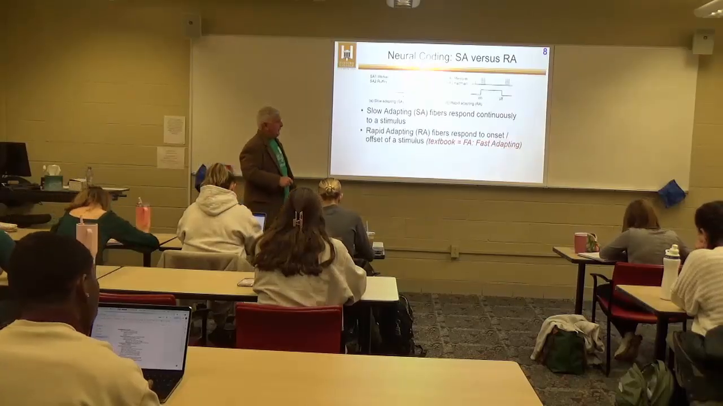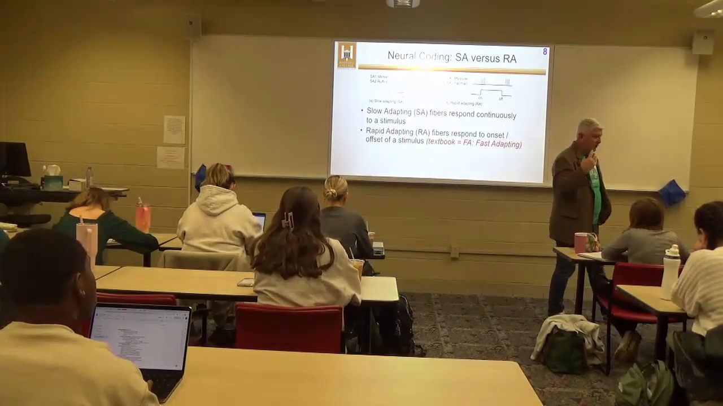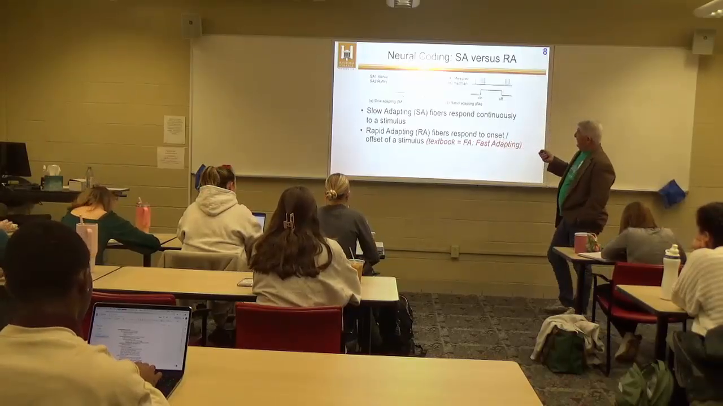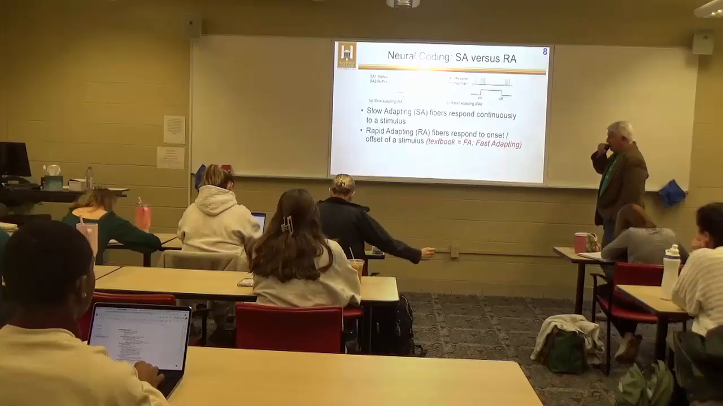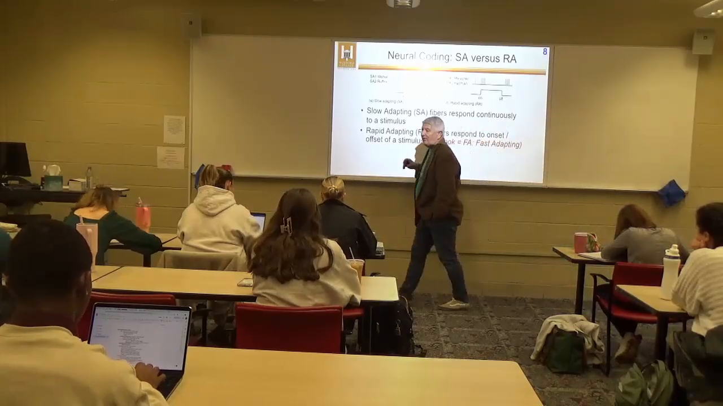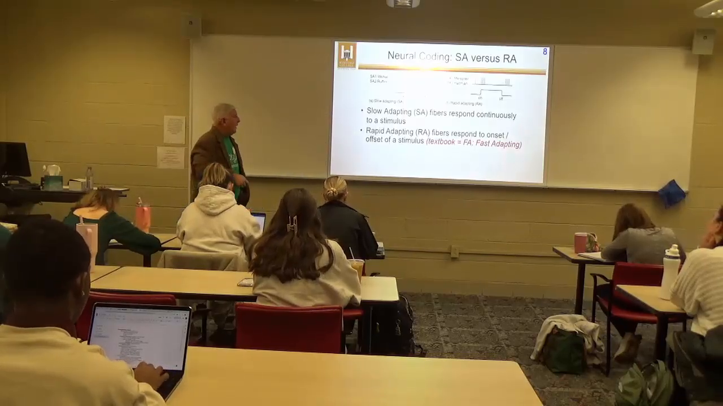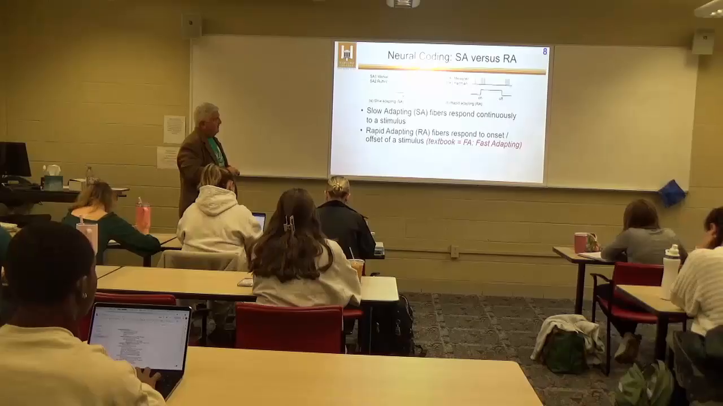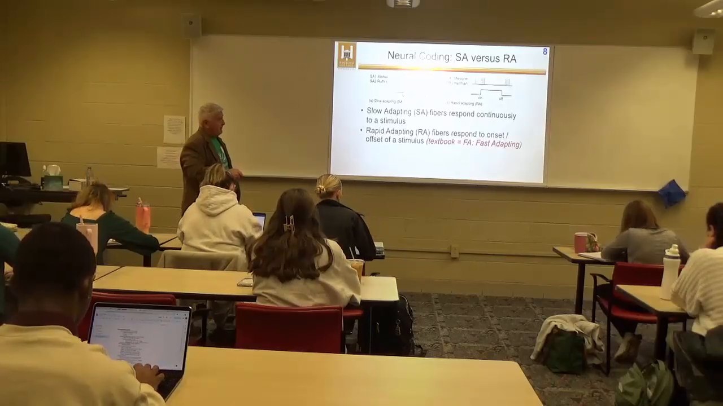Then we have rapid adapting. Your textbook calls this fast adapting. It's the same thing. So you see RA or FA, it means the same thing. I'm just using some diagrams from another textbook that I like a little bit better. They call it rapid adapting. But rapid adapting fibers measure the onset and the offset of touch. And those are Meissner and Pacinian corpuscles. So when I apply pressure to those two receptor types, they fire right at the start and then they adapt. They stop firing. And then when we release the pressure, they fire again.